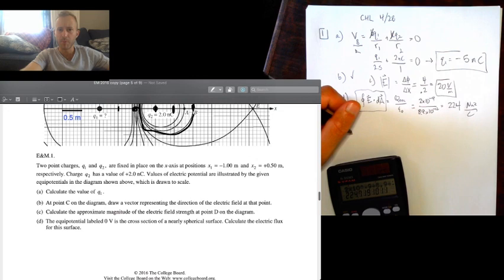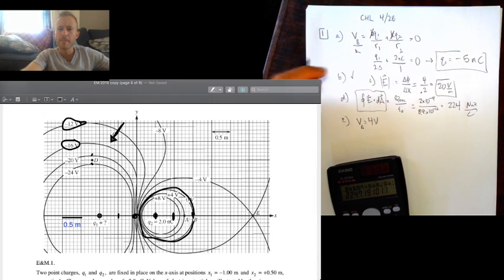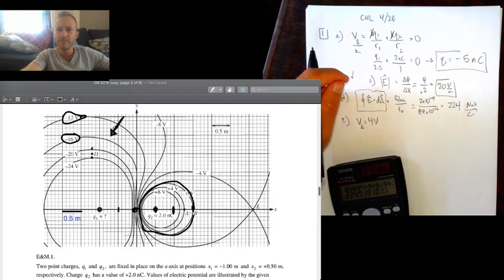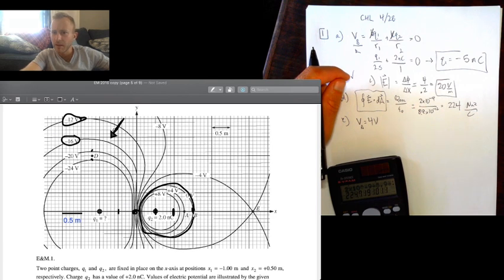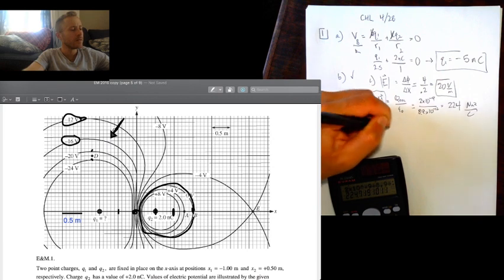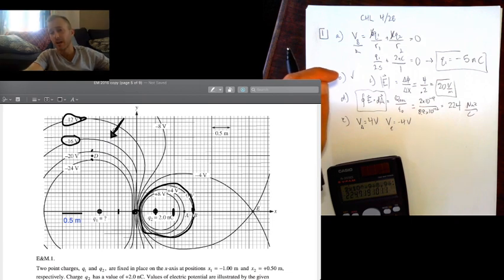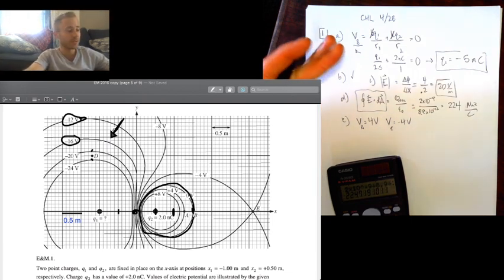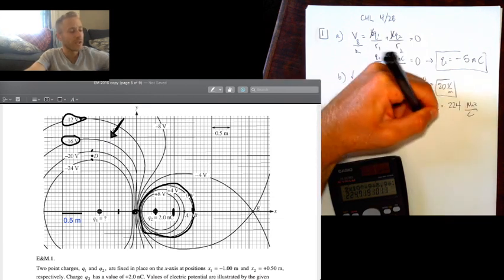Calculate the work. So let's see. Point A, and then point E. Where's point E? I can't see it. Oh, point E is over here. You can see that point E is on a minus 4 volt equipotential. So the proton is going to go from high potential to low potential. And so the change in potential is going to be 8 volts.